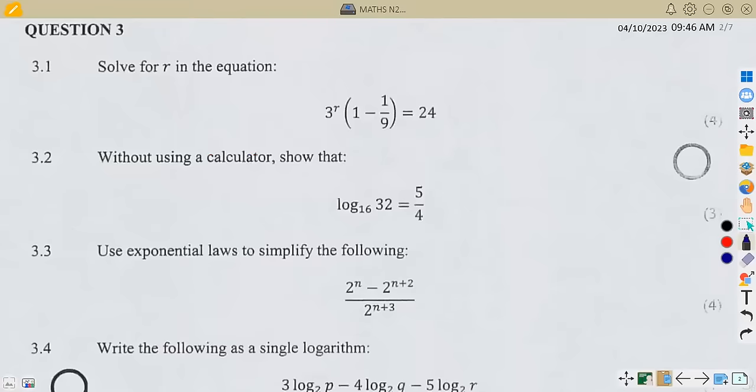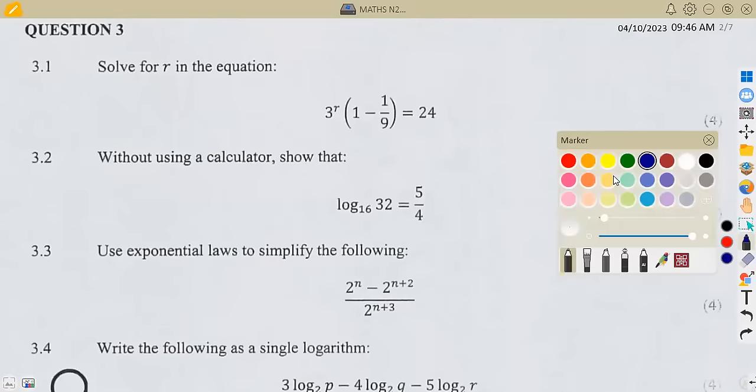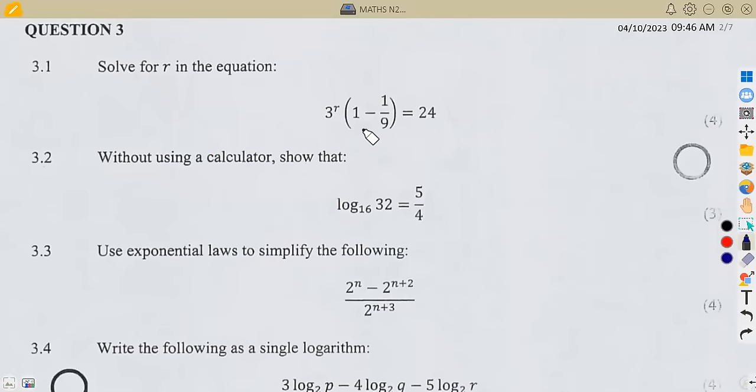All right, so that was question 2.22. Let's check our question 3. Question 3, we are now given to solve for r in the equation. Here we are given a typical equation whereby we can just simplify 1 minus 1 over 9. So we've got 3 to the exponent of r into 1 minus 1 over 9. This was going to give us 8 over 9 from our calculator, which is equal to 24.